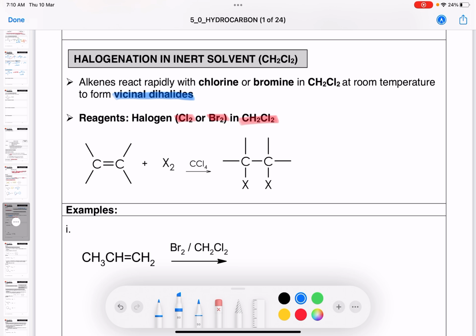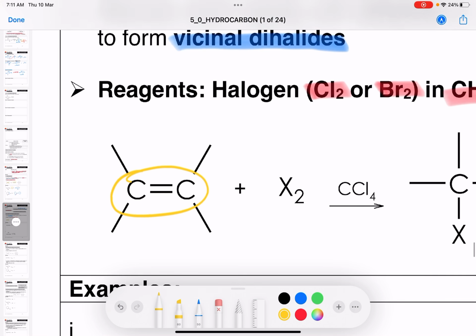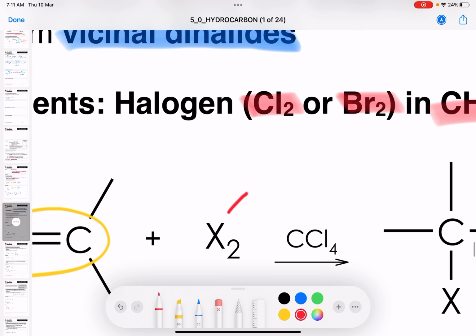Vicinal, if I can explain in Malay, means sebelah menyebelah. Dihalide sebelah menyebelah, so both of the halogens will be added side by side. Now, what actually happens here? Again, this double bond will break up, and this one has X and X.